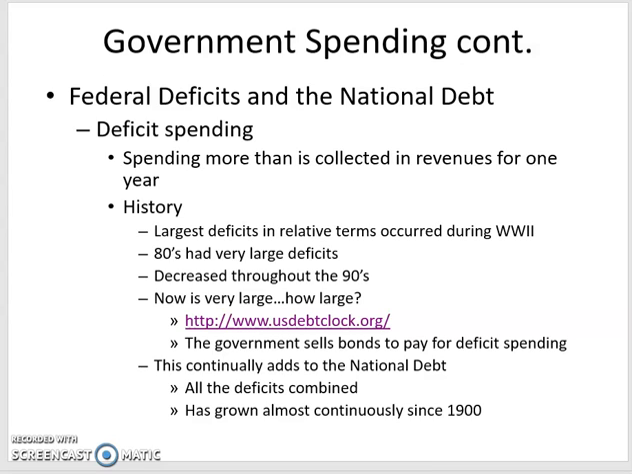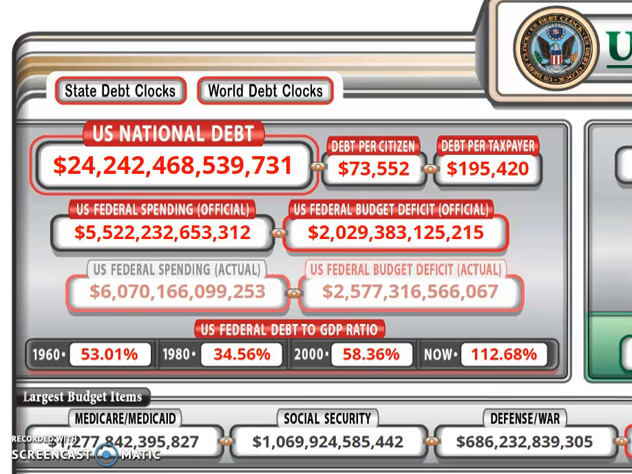Remember that the government sells bonds to people. They issue bonds to make up for that debt. So the government owes money, and they issue those bonds to make up for that, right? That's how they get their loans. The debt right now is pretty large. We've looked at it before, I believe, but I'm going to show it to you again.